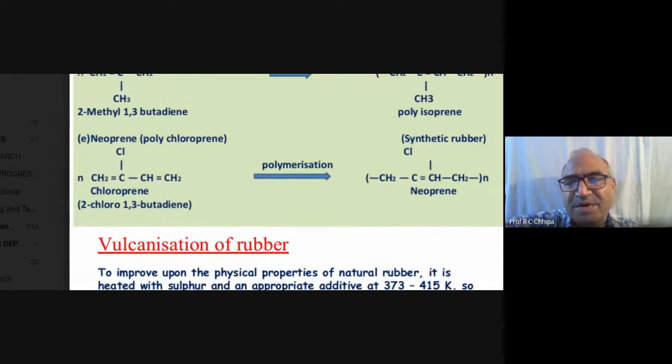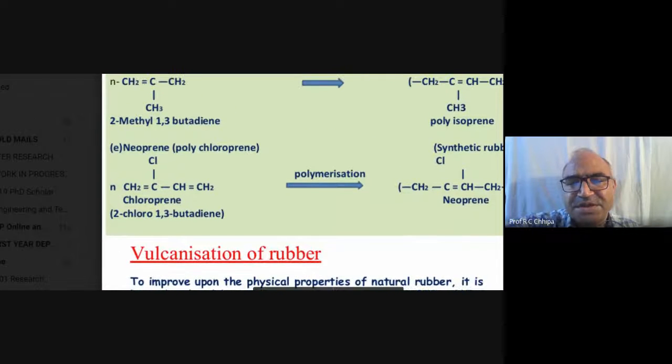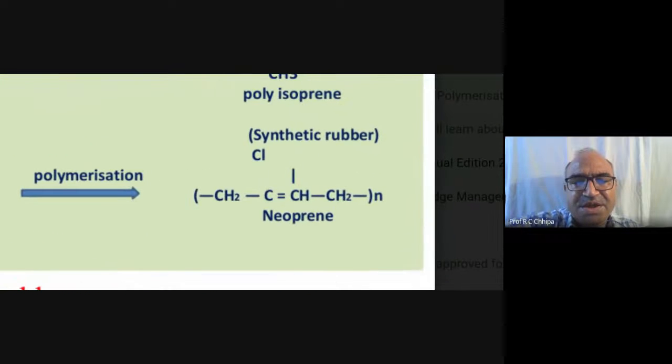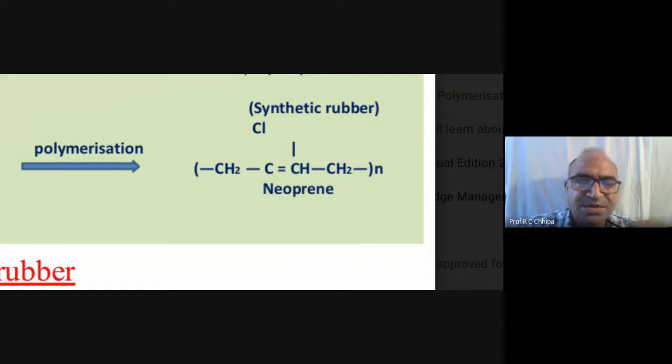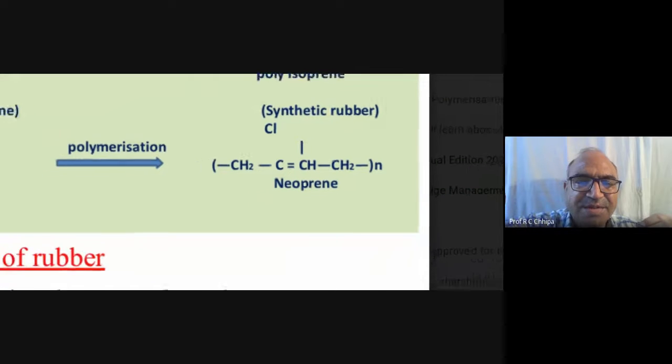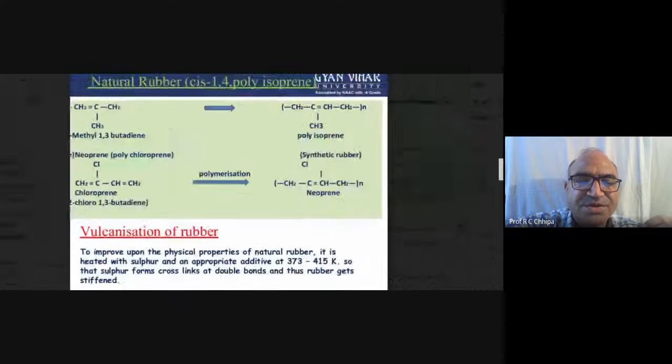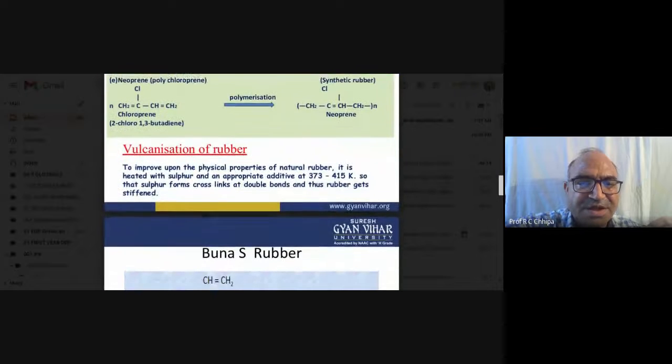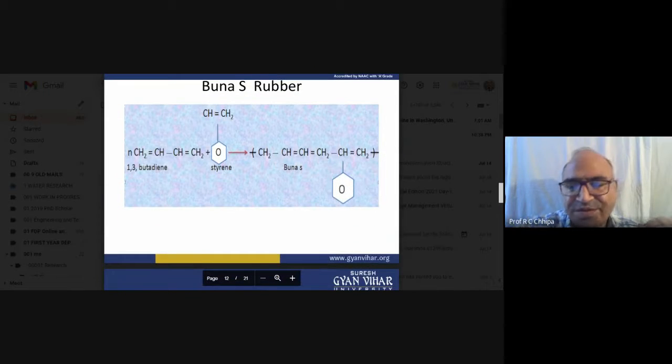Here in the polymer, we can show neoprene, the polymer of chloroprene, where the double bond is there. When sulfur is added, we get the cross linking. The carbon double bond carbon breaks, and in between, the sulfur remains. So this process is the vulcanization of rubber. Now one more thing is the BunaS rubber. During the World War, BunaS rubber was also invented. In this case, this is a copolymer.